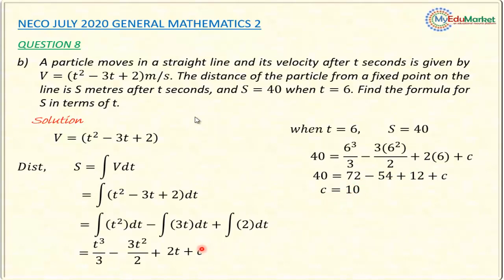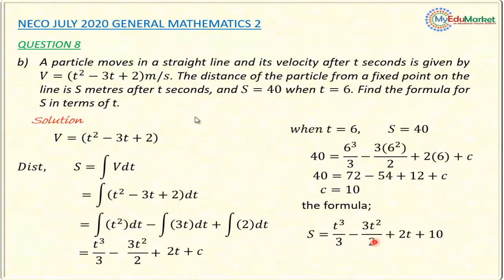So I'm going back here because the question says I should write the formula for s in terms of t. This is the formula for s in terms of t. The only thing that is not known is this c, which I have now. So I'm going to substitute c in this expression so that I have the formula for s in terms of t. Therefore the formula is now s equals t raised to 3 all over 3 minus 3t squared over 2 plus 2t plus 10. I have replaced this c by 10. So this is the formula for s in terms of t.